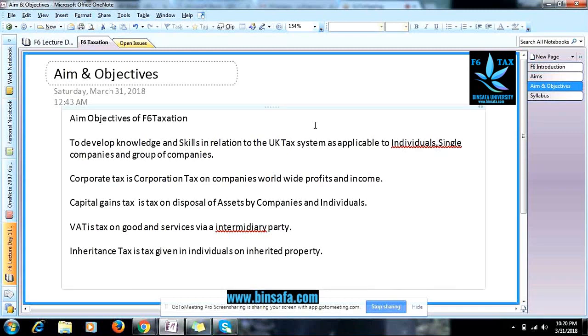So then comes your inheritance tax. Let's get back to inheritance tax. Inheritance tax, I've told you, is tax on inherited property, and it is mandatory, provided by governments. Of course, you inherit property, so you have to pay tax on inherited property. That's mandatory. That is it.